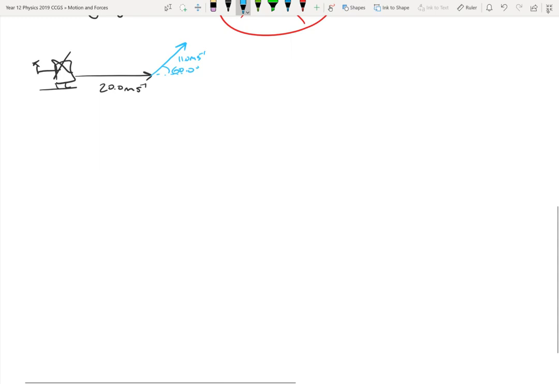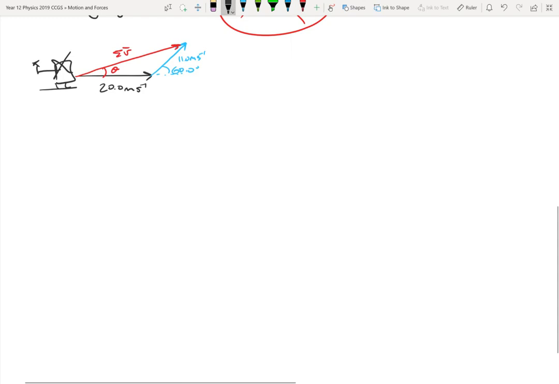Can we read that nicely? 60 degrees to the east. East, 60 degrees north. Okay? And now the question becomes, well, what is the sum of those 2 vectors in magnitude and also direction? Okay? So this one's not too tricky.